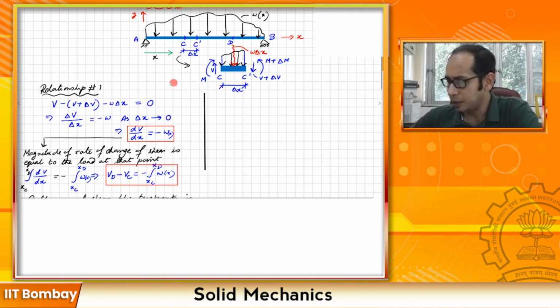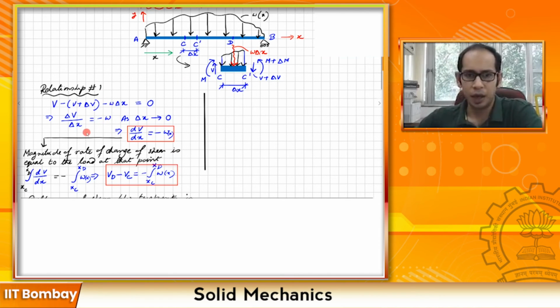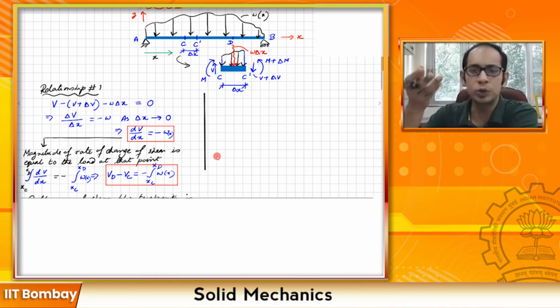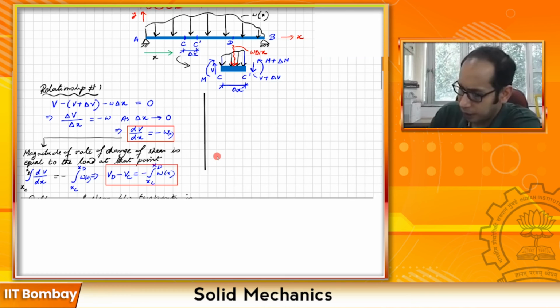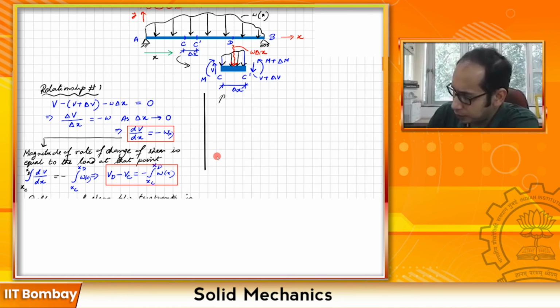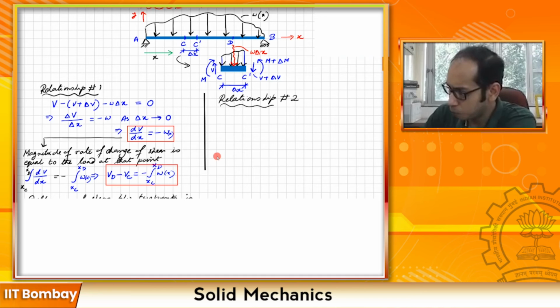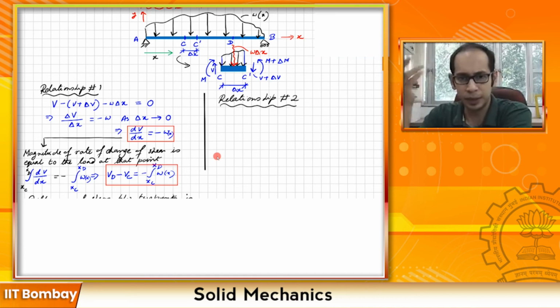Now, as you can tell, relationship 1 mostly relied upon the balancing of the shear. So now we have relationship 2, which, as you can guess, will rely on the balancing of the moment. So let's try to write that as well. Relationship number 2 comes from the moment balance.